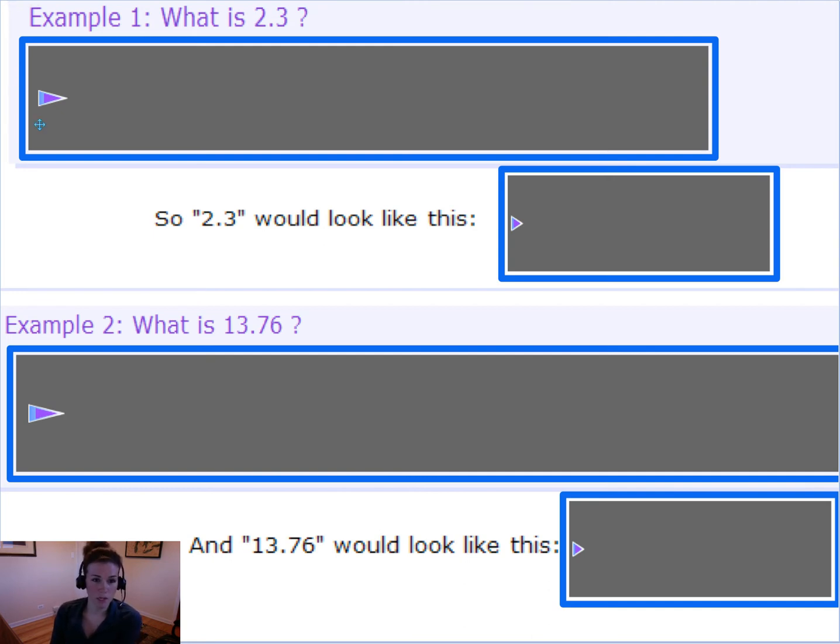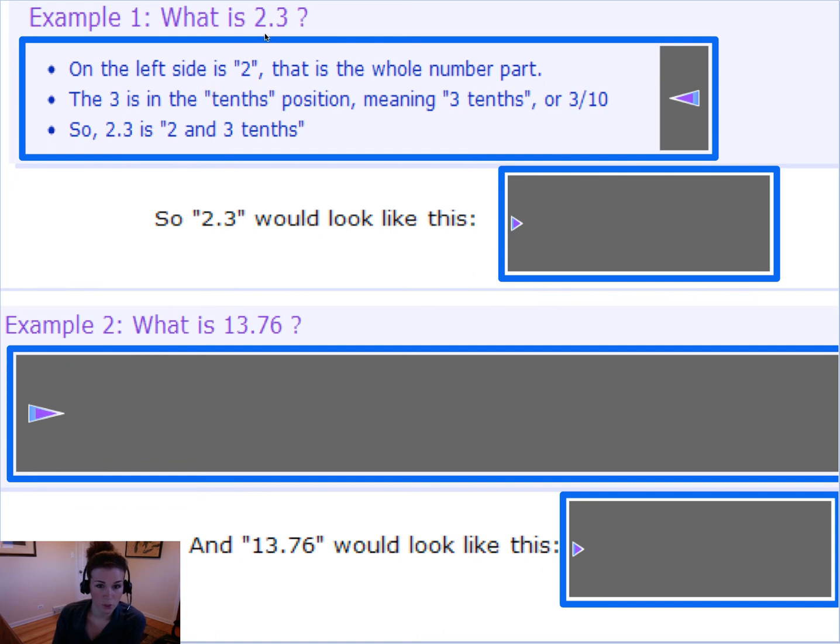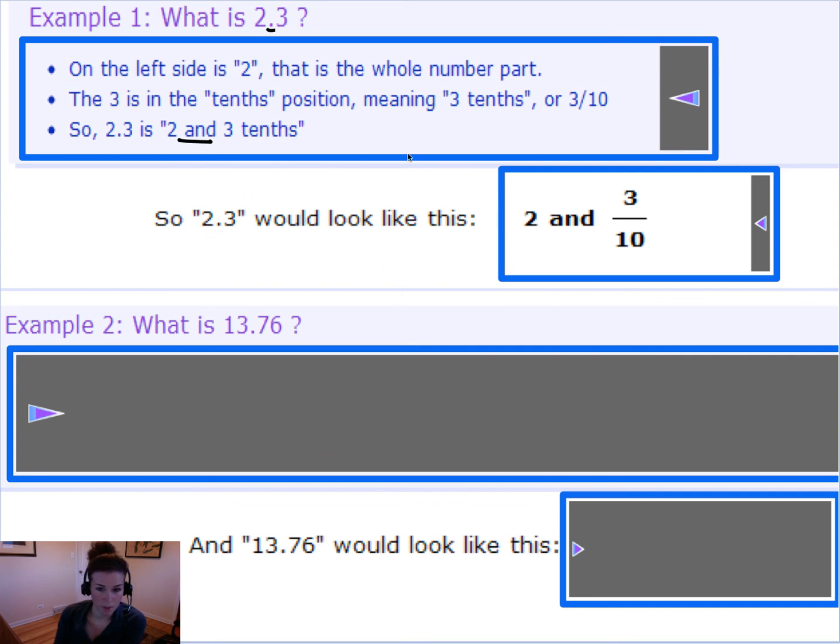Okay, so in example 1 it says, what is 2.3? Well, on the left side we have a 2, so that's the whole number part. The 3 is in the tenths position, meaning 3/10, or 3 over 10, which we say 3/10. So this number is 2 and 3/10. Every time you get to that decimal point, you actually want to say the word and. 2 and 3/10. So 2 and 3/10 would actually look like this. These two things mean the same thing. You have your decimal and your fraction.